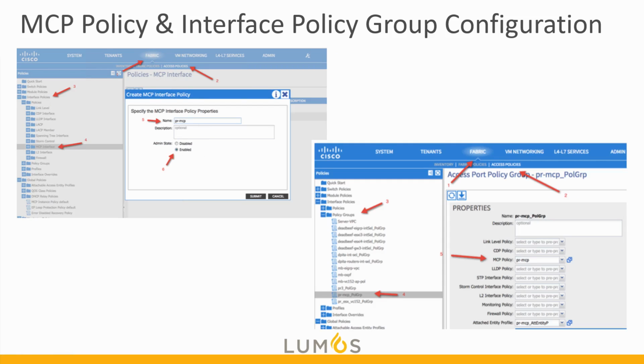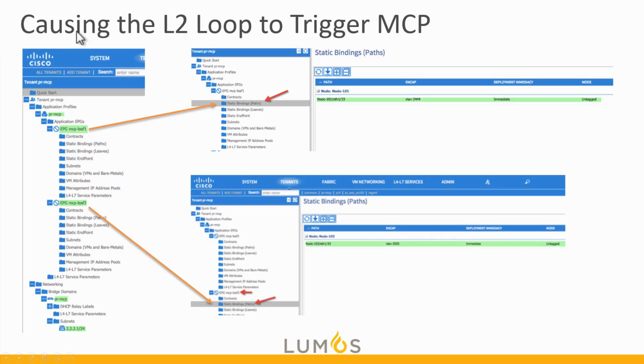But it is probably something you do not need sent out to your hosts. So you don't want to overwhelm them or even just send them unnecessary, superfluous L2 frames. So now let's create a scenario that causes this L2 loop.